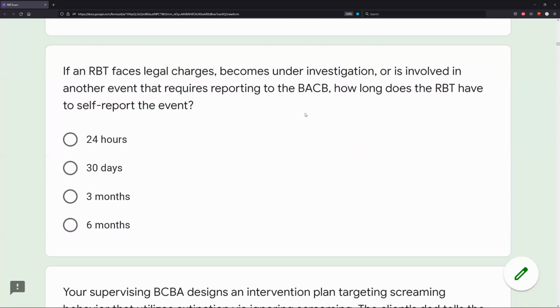So how long do you have to self-report that event? 24 hours, 30 days, 3 months, or 6 months. Now, the only way you would know this is if you've looked at that ethical code. I'm not saying memorize the ethical code. I am saying you need to at least review it before your exam. I've got videos on it on my channel. Check those out. The answer here is going to be 30 days.